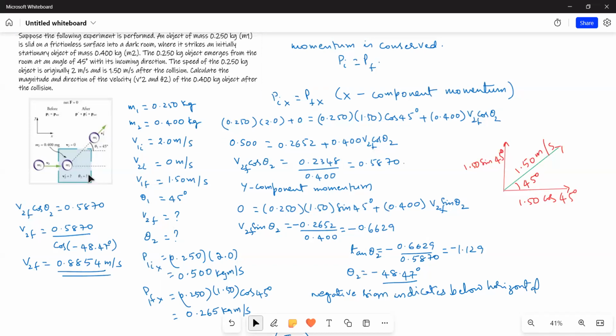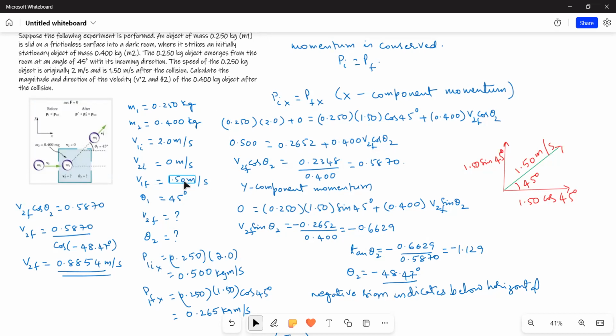So here, two masses collide with each other, and we have to find the final velocity of the second object. This is a collision, and we don't know whether it is elastic or inelastic. Whether the collision is elastic or inelastic, momentum is conserved. So based on the principle of conservation of momentum, we have to solve this problem.